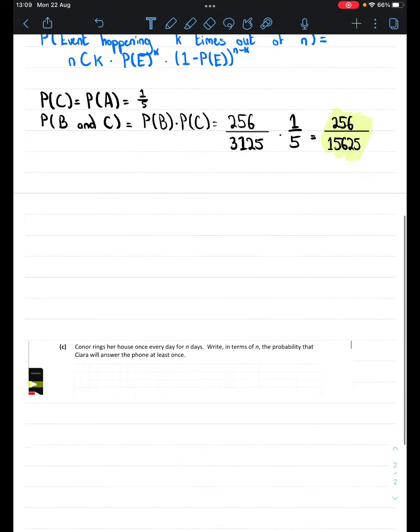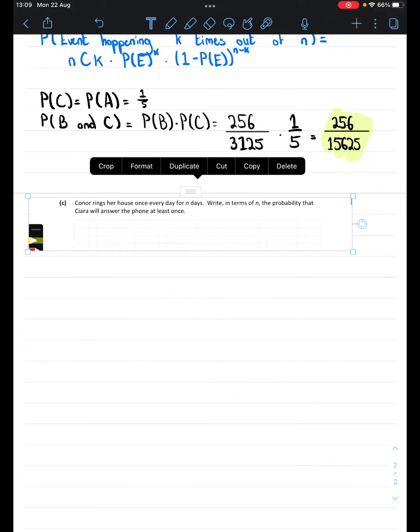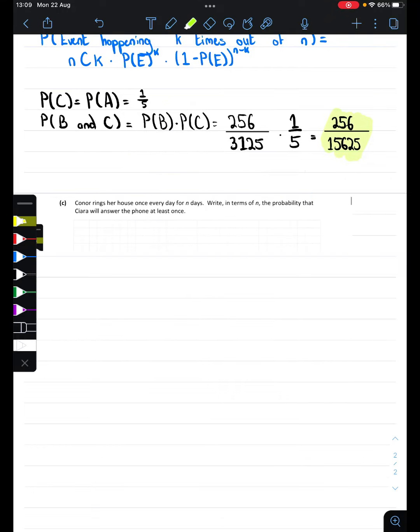Now on to part C. Connor rings her house once every day for n days. Okay, so write in terms of n the probability that Kira will answer the phone at least once. Okay, so we're looking for the probability that Kira answers at least once.